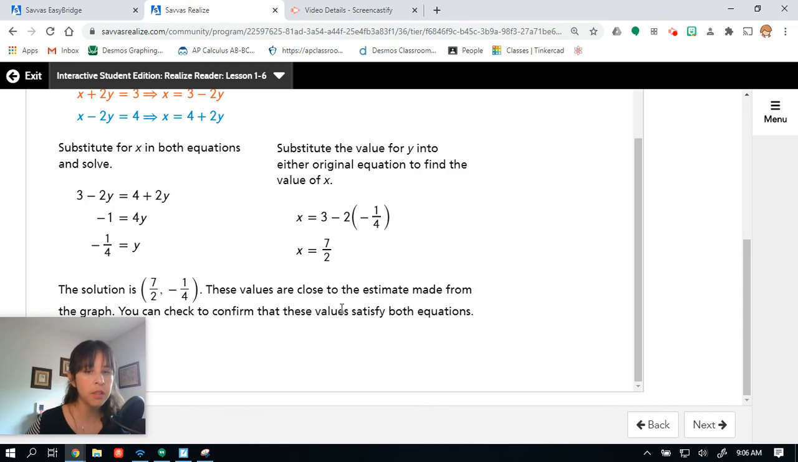And you could confirm this by, if you want to put these equations in Desmos, seeing where they actually intersect. Desmos is really great at letting you know the decimal points. You might have to convert these into decimals. So it's 7 divided by 2 and negative 1 divided by 4 in a calculator.